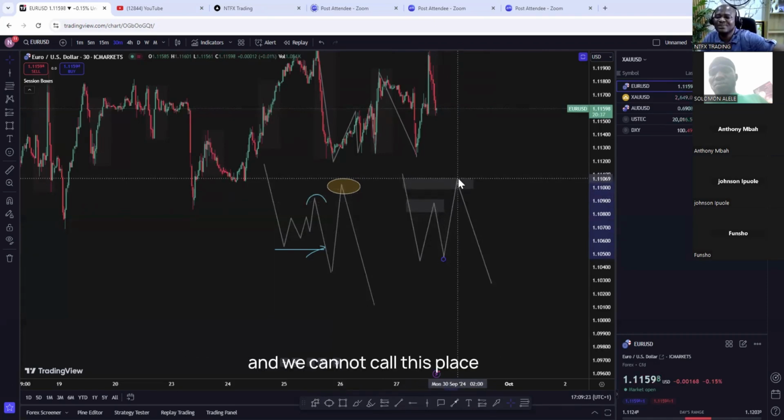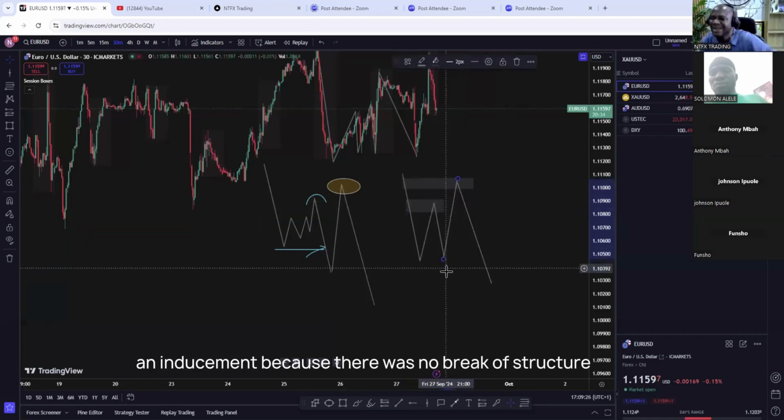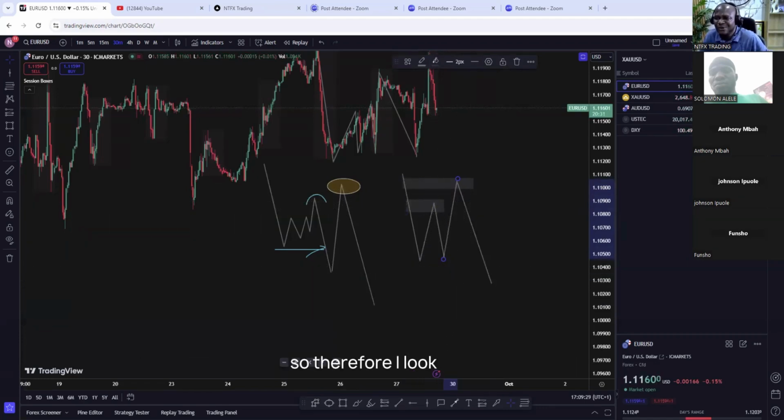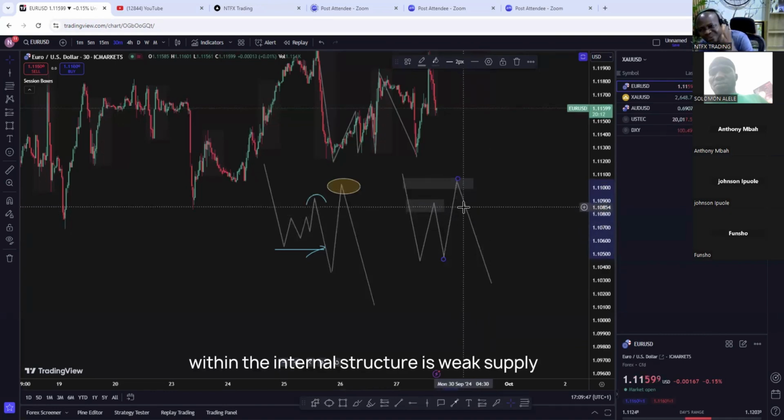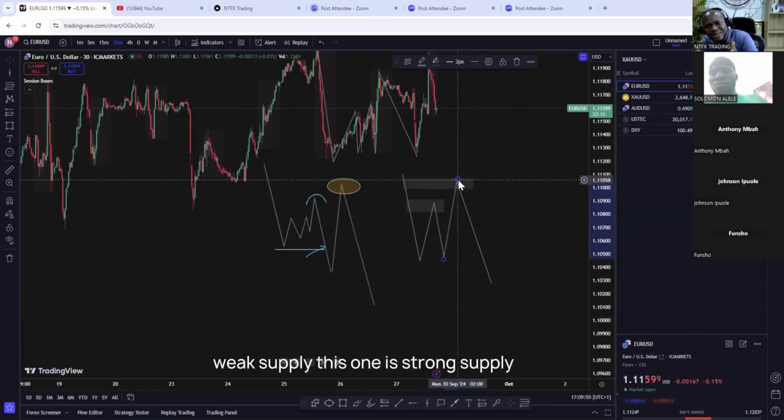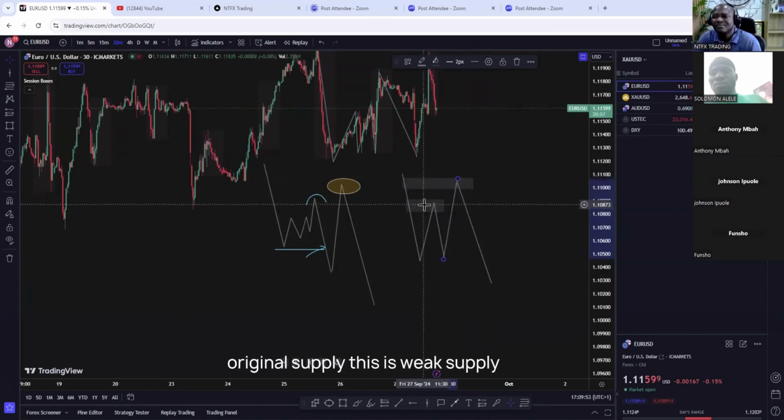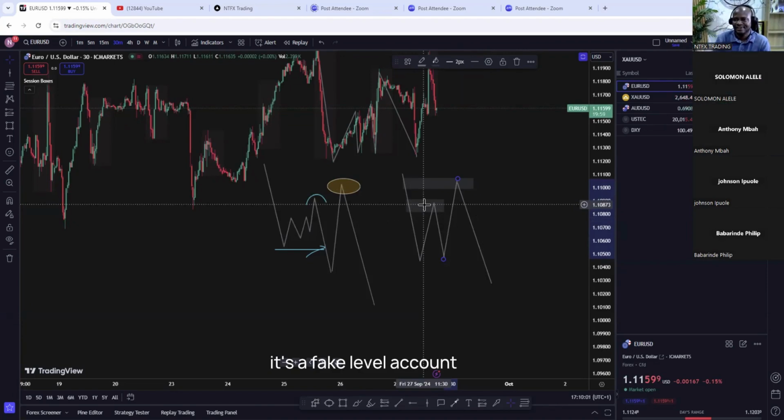And we cannot call this an inducement because there was no break of structure. So what am I going to call this one? I cannot contradict myself. This theory is going to contradict. But you can see one is developing liquidity within the external structure, one is developing liquidity within the internal structure. But this one within the internal structure is weak supply. This one is strong supply, original supply. But you know from the definition, an inducement is also a weak level. It's a fake level.